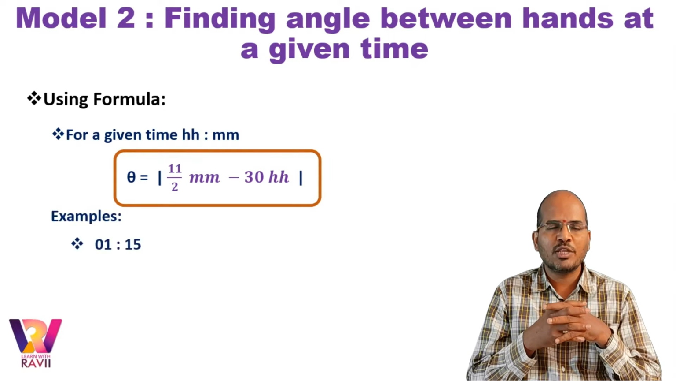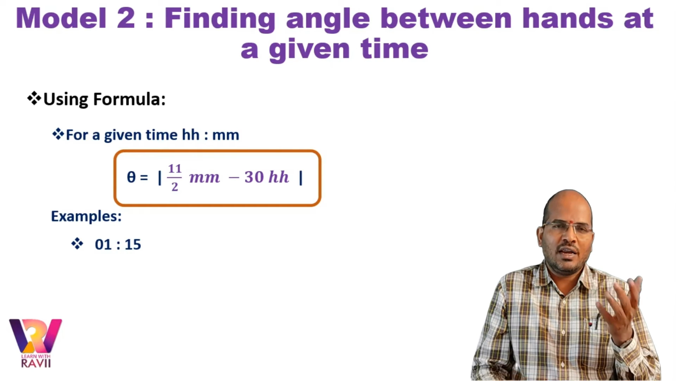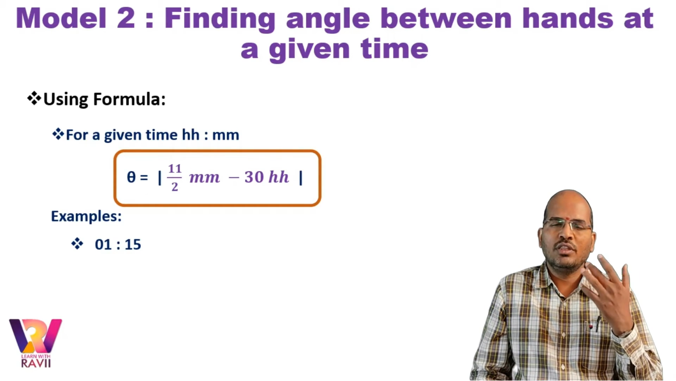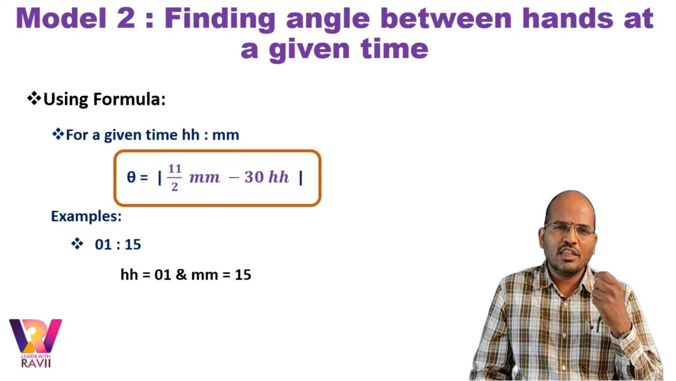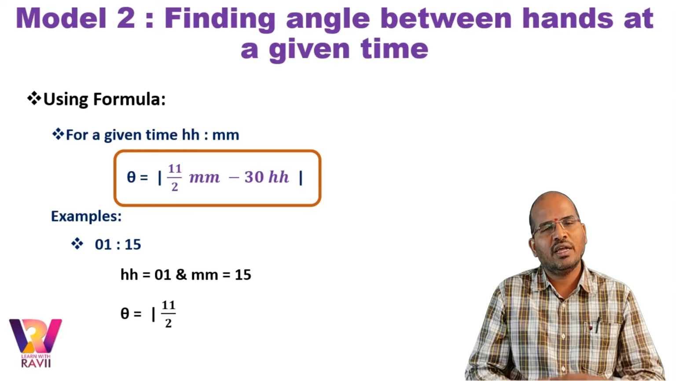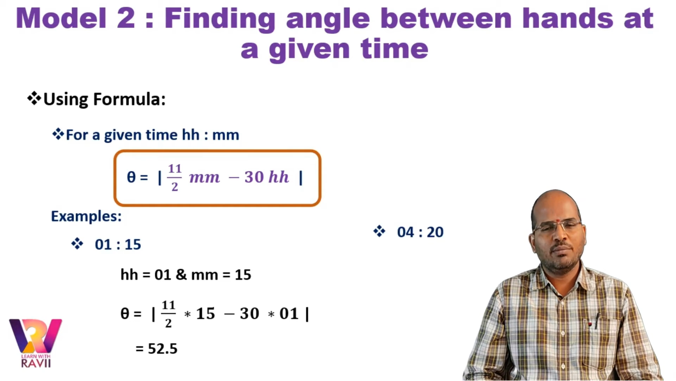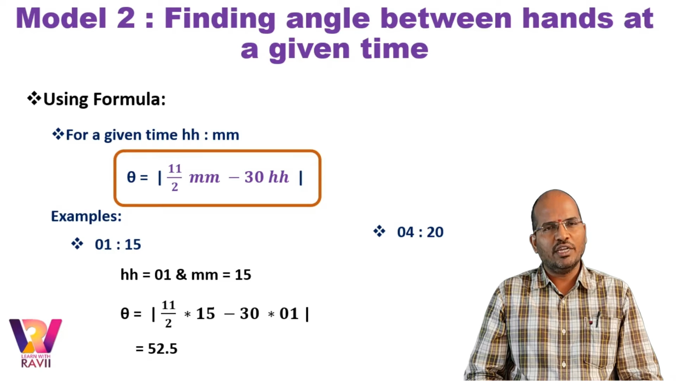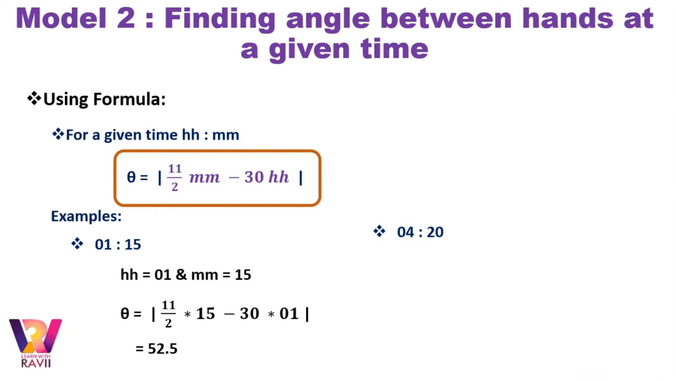If my given time is 1:15, what is the angle between the hour hand and the minute hand? In the problem, the hours part is 1, the minutes part is 15. Simply plug in the values and you get the answer as 52.5. Now going ahead to the second example, if my time is 4:20, what is the angle made? So what do you observe here?